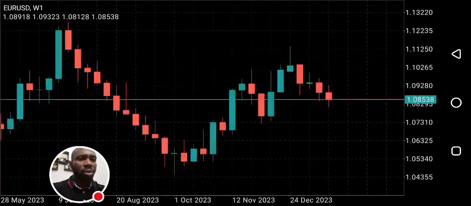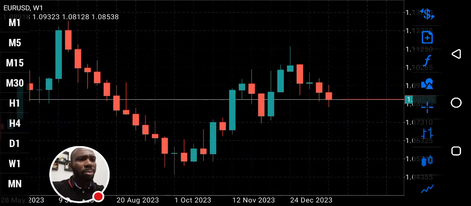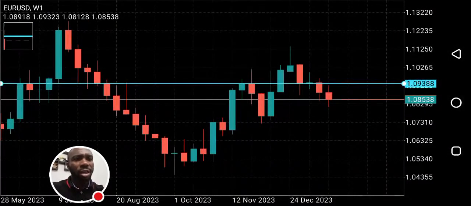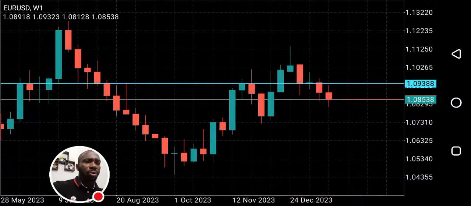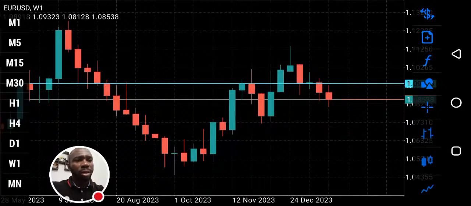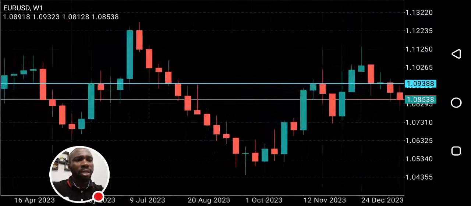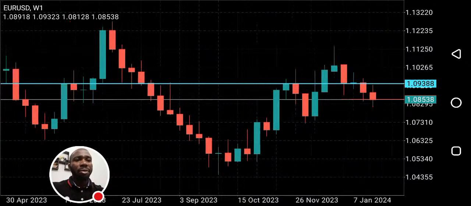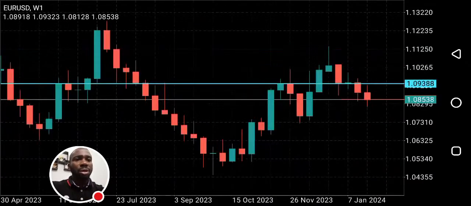So last week candle closed as a spinning bottom, and Euro USD is currently trading below this previous resistance, which became a support. That tells me supply has exceeded demand. So looking at what we have on the weekly time frame, Euro USD is bearish. If you look at the pattern of the weekly time frame, this is a bearish setup.